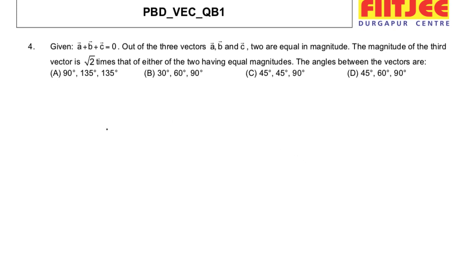So let's see what we have in the next question. It says that a plus b plus c is 0. Out of these three vectors, a, b and c, two are equal in magnitude. The magnitude of the third vector is root 2 times that of the equal magnitudes. The angle between the vectors are?